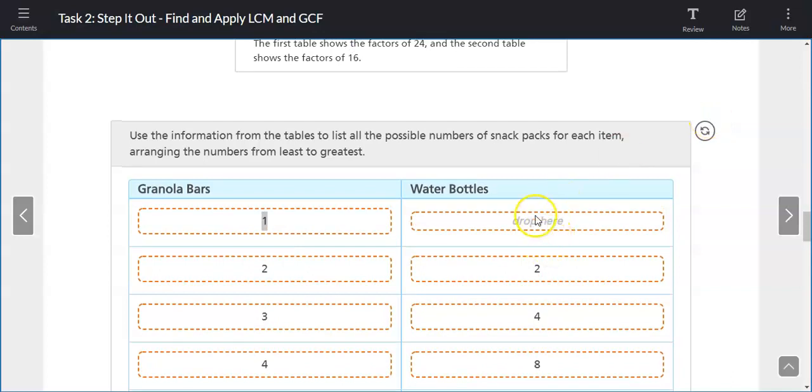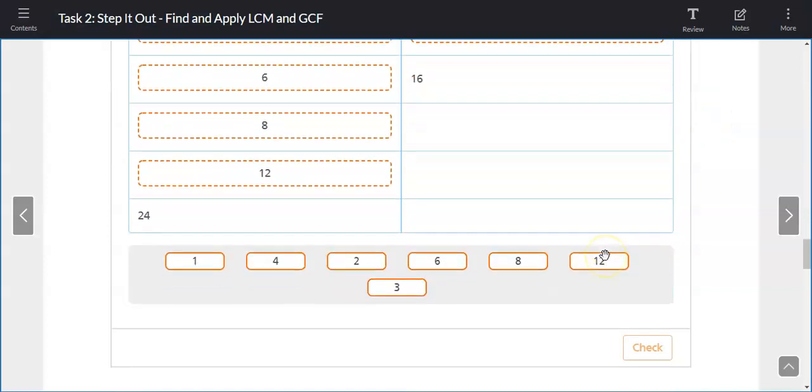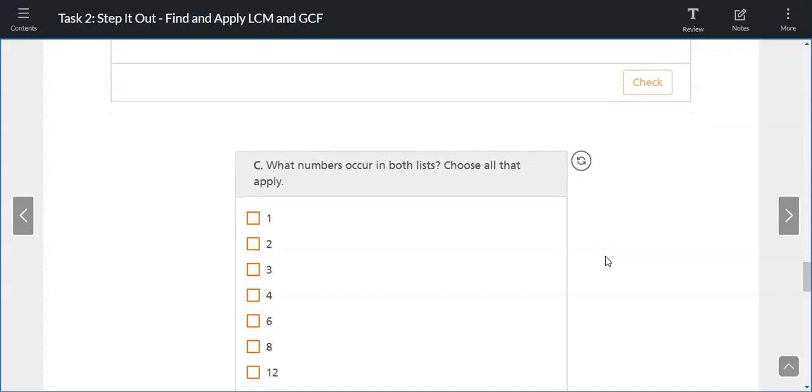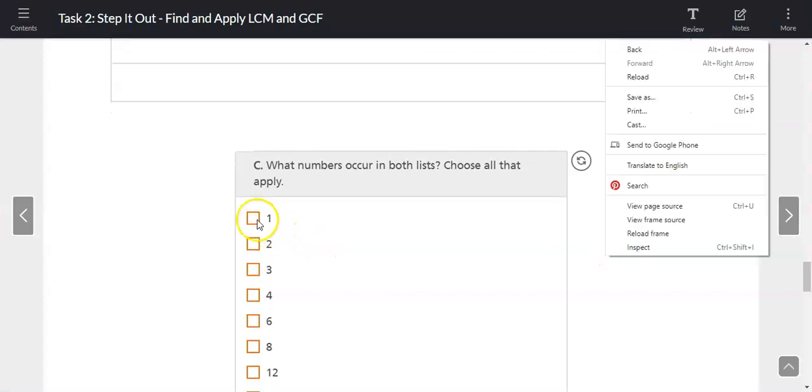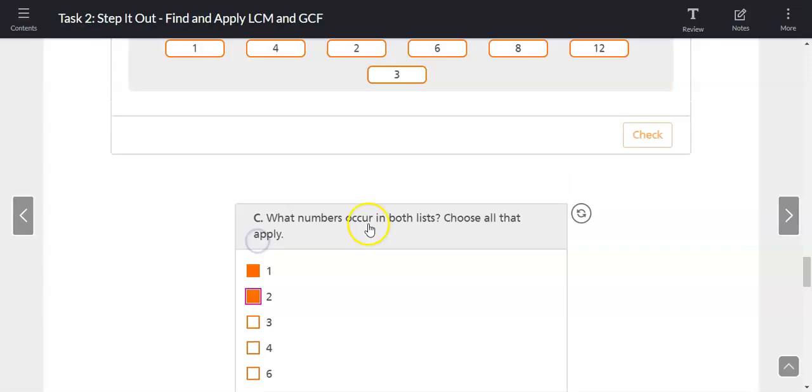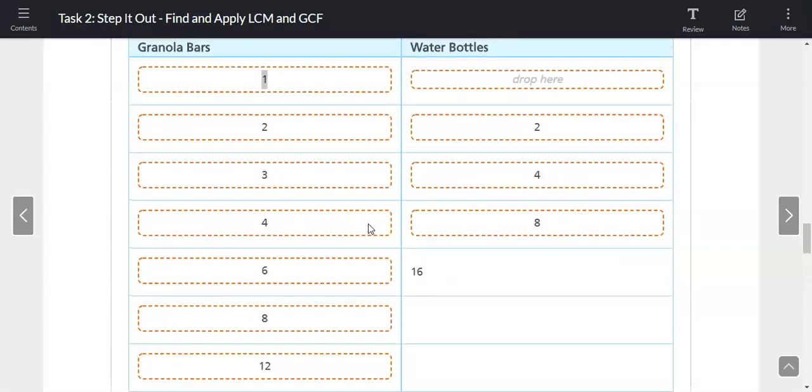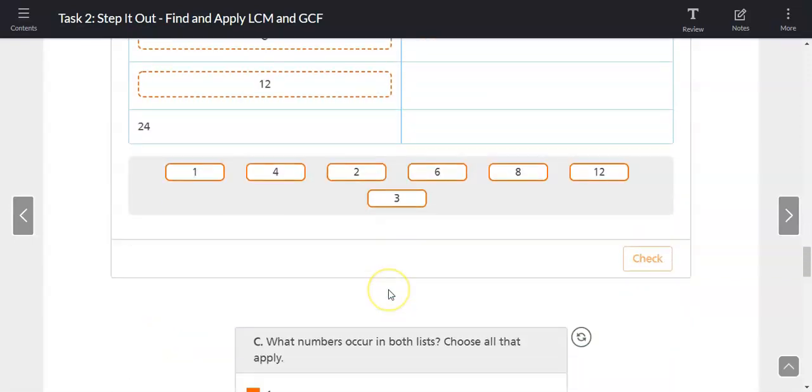But this one is 1 right here. If you can get it up there, that would be great. I cannot get it up there for some reason. What number occurs in both lists? So we have 1, 2. We do not have 3. We have 4, and we have 8.